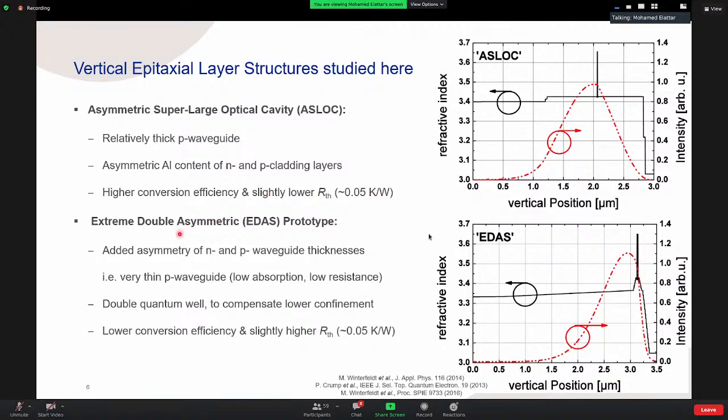On the other hand, the EDAS prototype design has an added asymmetry in the thickness of the N waveguide layer and the P waveguide layer. So basically it has a very thin P waveguide layer, as you see here. And why we do this is to reduce the typically high absorption and series resistance on the P side of the diode laser. It has a double quantum well to compensate for the lower confinement. As you see here, the fundamental vertical mode does not overlap very well with the active zone. So that's why it has a double quantum well. And as mentioned, in comparison to the ASLOC design, it has a lower conversion efficiency and slightly higher thermal resistance.